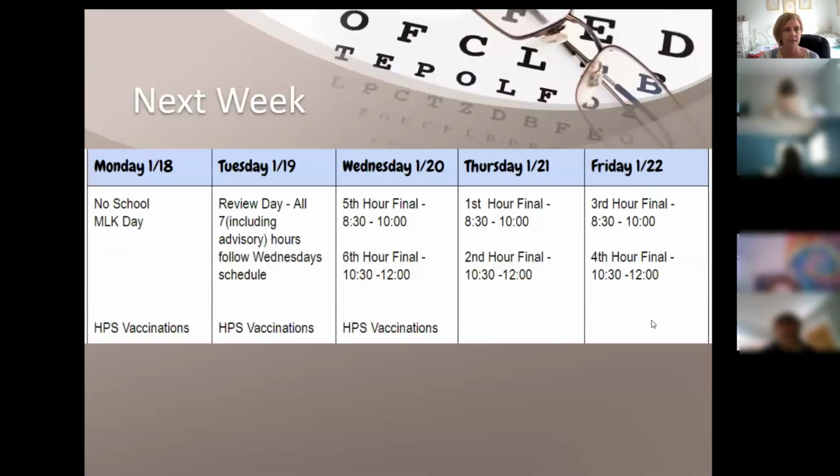Here's our schedule for next week, in case you forgot. We don't have school Monday. Tuesday, we will get together in a Zoom. It'll be a short class. You have your typical Wednesday schedule. I'll answer any questions you have and tell you a little bit more about the test.